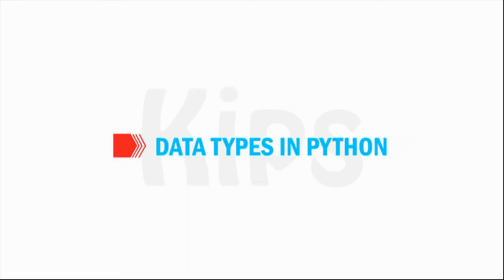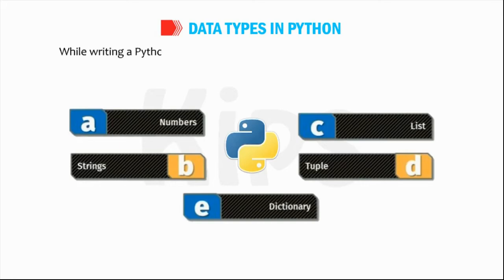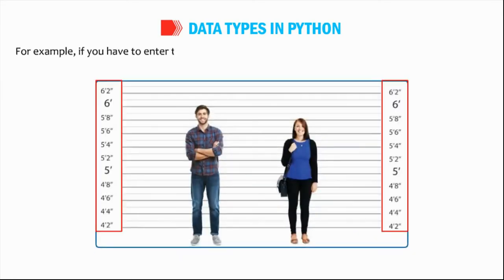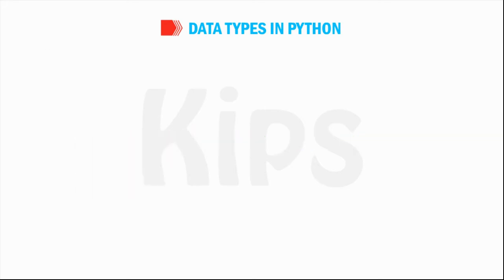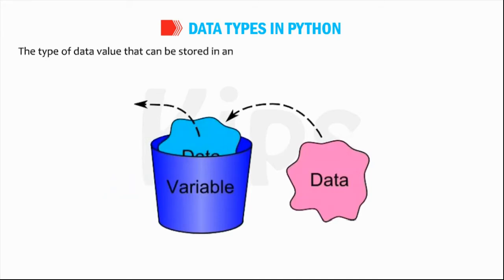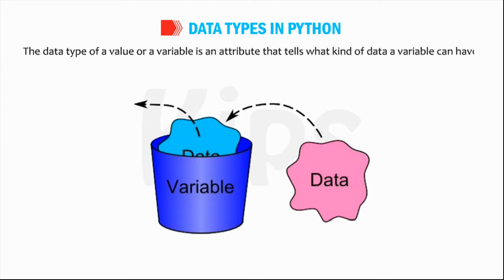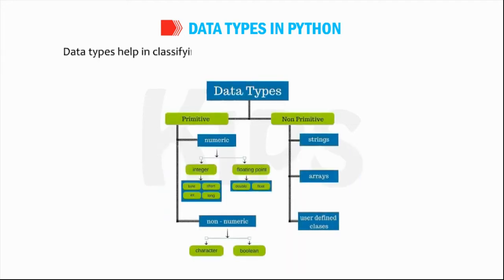Let us learn about data types in Python. While writing a Python program, you need to work with different types of data. For example, if you have to enter the height of a person, you will be required to use the decimal value. But if you have to write the name of a person, then you need to use a string or a collection of characters. The type of data value that can be stored in an identifier, such as a variable, is known as its data type. The data type of a value or a variable is an attribute that tells what kind of data a variable can have. Data types help in classifying different types of data values used in a program.